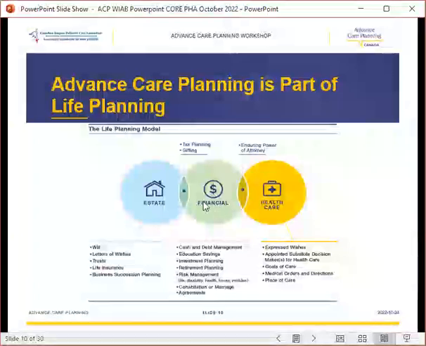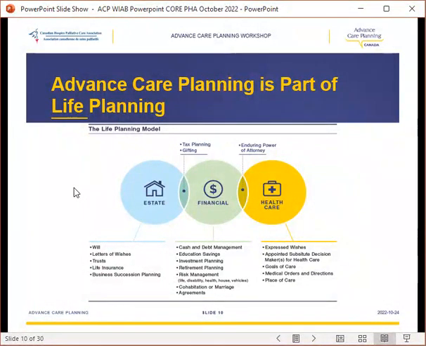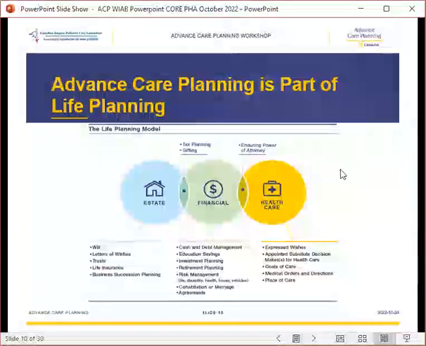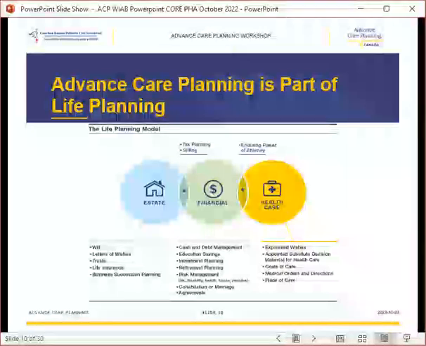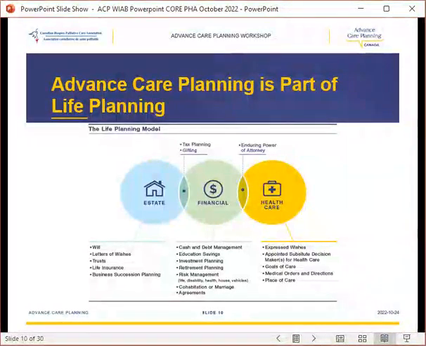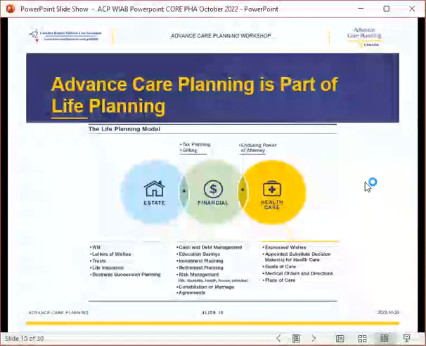And then there's also the inclusion of estate planning, and why sometimes advanced care planning gets confused with estate planning. So it's really, again, identifying that there are these 3 specific areas that work together and in their completion make up the overarching life planning, or advanced care planning. And we'll talk more about these particular sections as we go through.